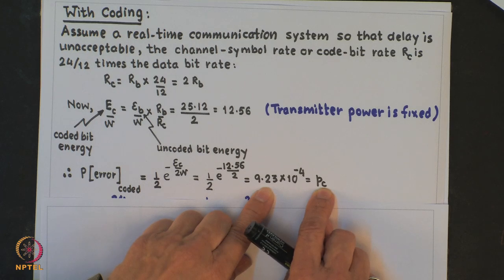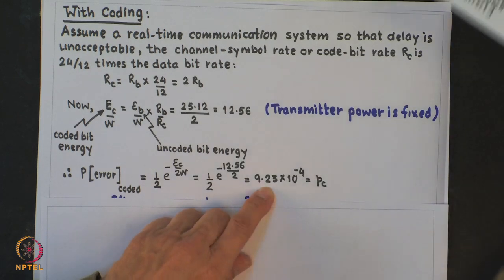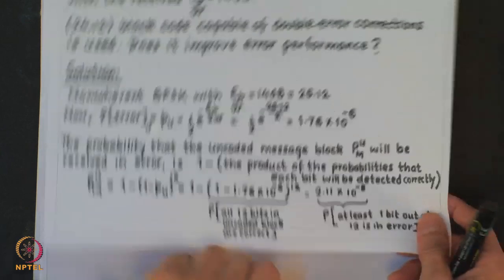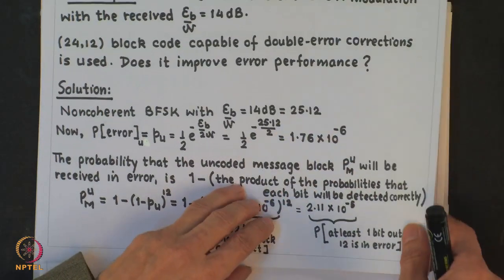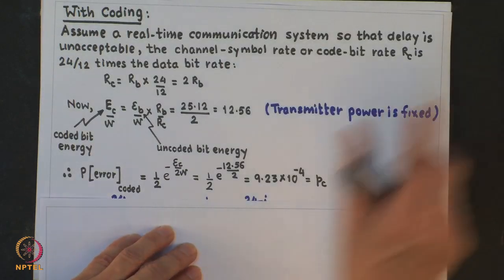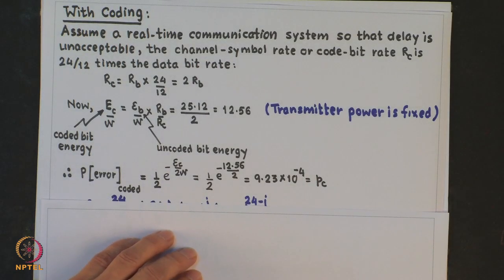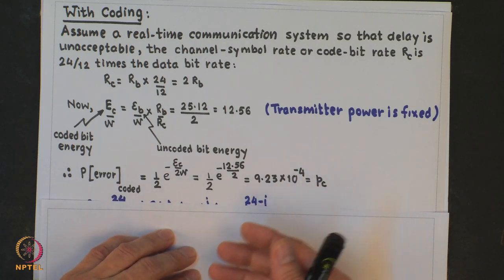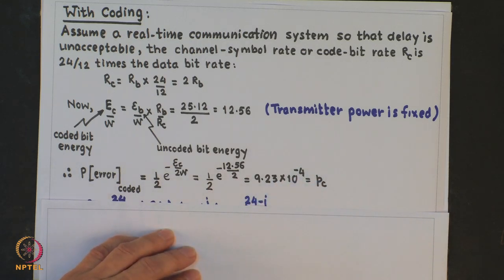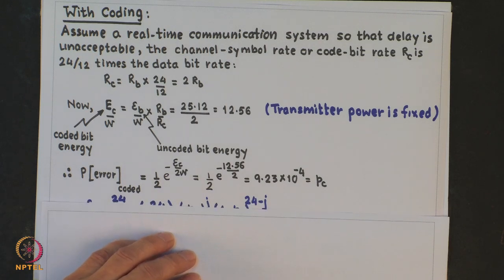And now from here we see that the probability of the bit error or the symbol error in the coded case is obviously higher than the one which we get in the uncoded case. This is expected because the energy has got distributed in more number of bits. We will see basically what happens on overall probability of error in the message block.